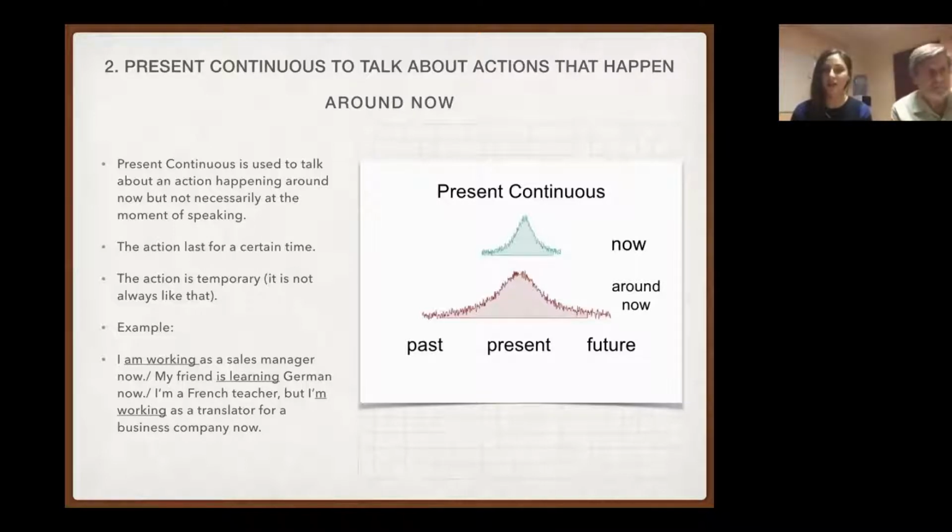The action is temporary, which means it's not always like that. It is just this period when this type of action is true. For example, I'm working as a sales manager now. It means that my educational background is different, or I have done other jobs before, but right now I'm employed, or I work as a sales manager. I'm working as a sales manager now.